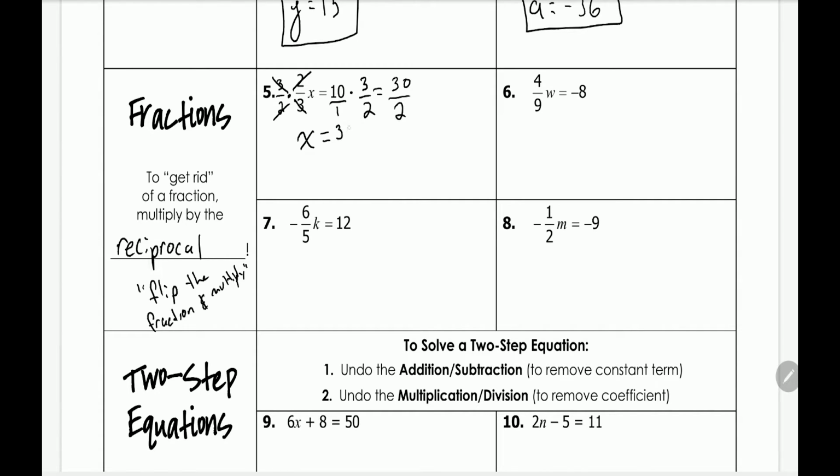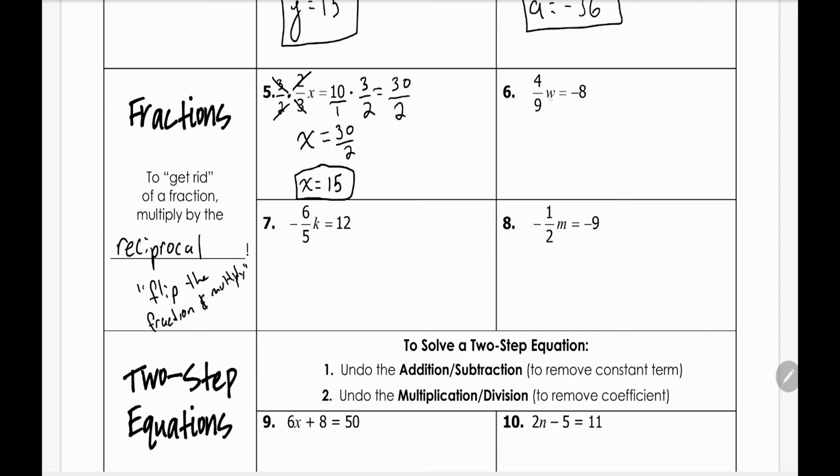So we have x is equal to 30 over 2, but this isn't simplified yet, so we're not done. So 30 over 2 can be reduced to 15, and this is our simplified answer. And our final answer for number 5, so x is equal to 15. Alright, let's move on to number 6.